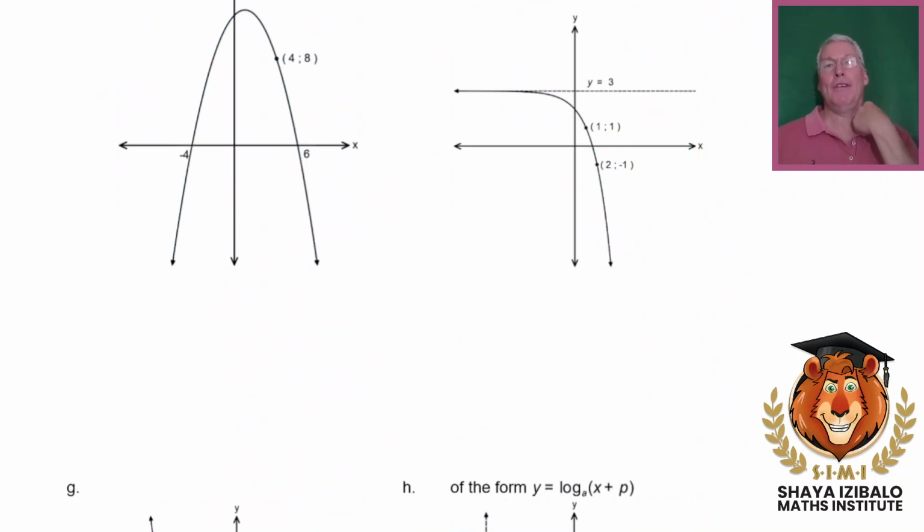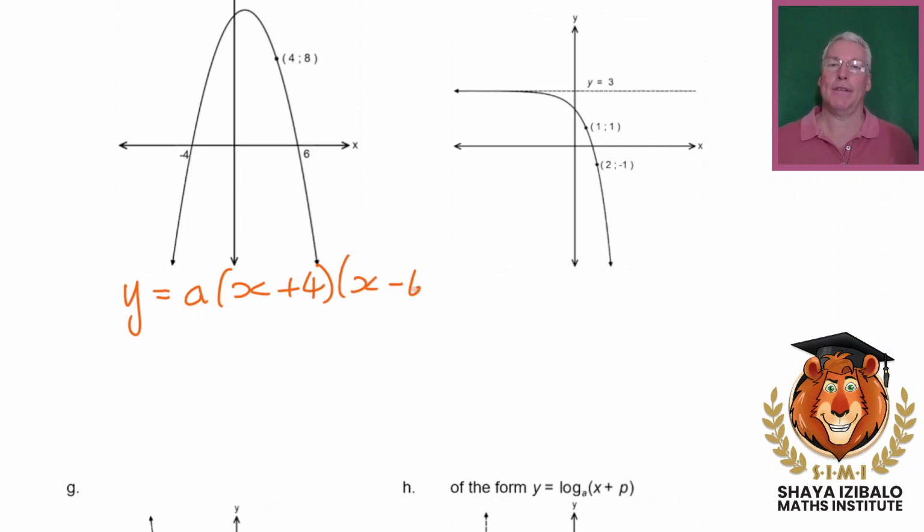Once again, if you haven't tried these questions, pause the video and try them. All right, but this one over here, in order for a parabola, for a quadratic function to have these x-intercepts, it must factorize like this. It must factorize to a into x subtract negative 4, which is x plus 4, and x minus 6.